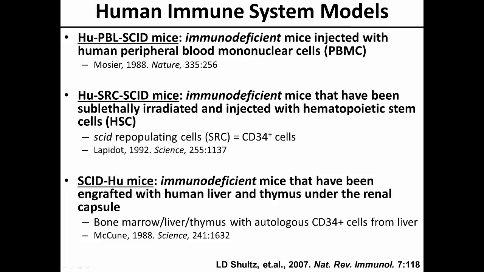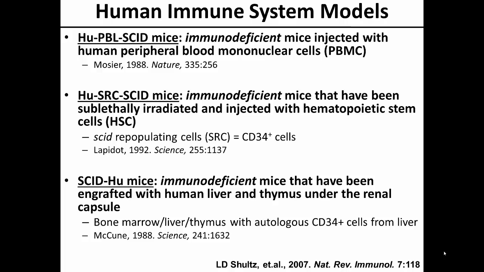So the advantage for the Hu-PBL-SCID mouse model is that this is probably the easiest to generate. Basically, you need to purchase or obtain human PBMCs, purify these cells over a Ficoll-Hypaque gradient, inject those into the mice, and you'll get high-level human immune cell engraftment very easily in these mouse models.